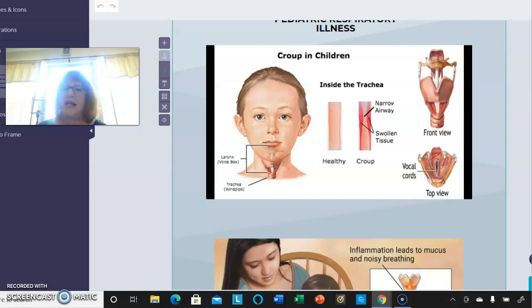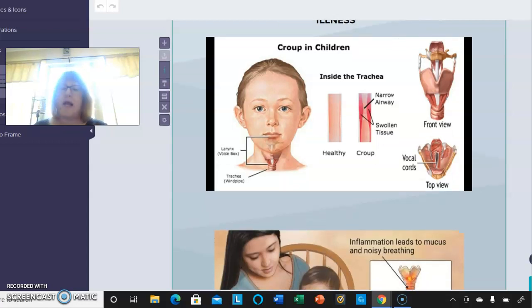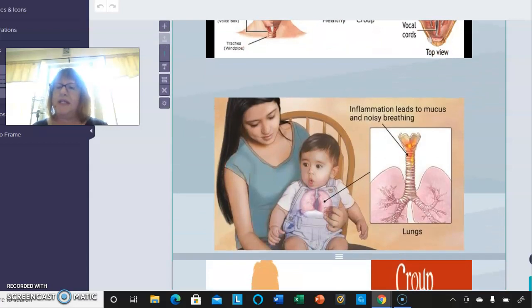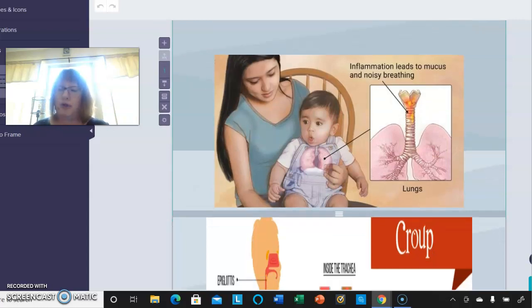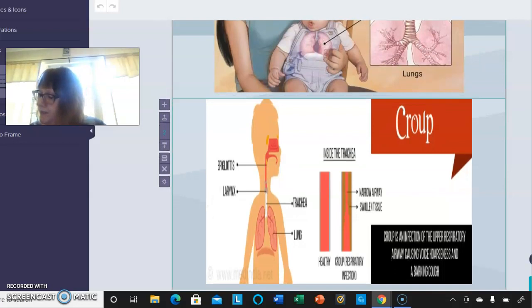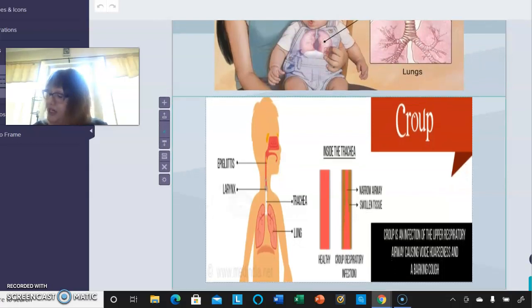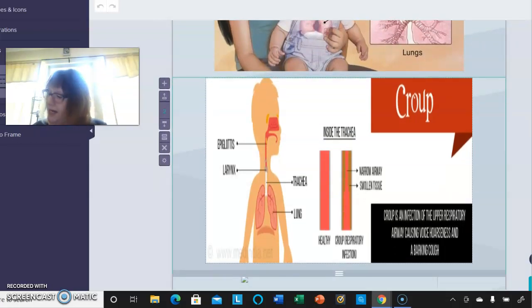Croup affects children anywhere from 3 months to 3 years of age. It causes inflammation of the larynx, the trachea, the bronchi, and the bronchioles. This inflammation can lead to mucus and noisy breathing, which can cause the barking cough that we commonly hear with these children who have croup.